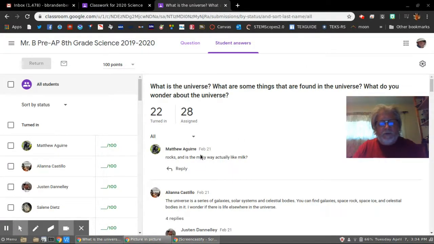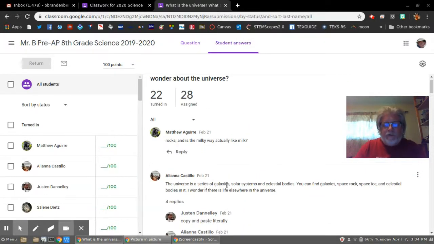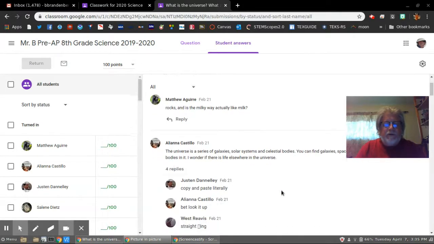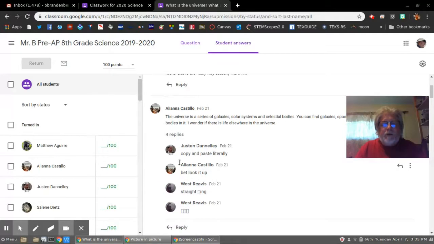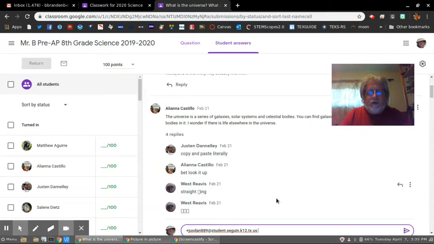So here's where you see your answers. Matthew said it's made out of rocks, and the Milky Way is actually like milk, question mark. And Aliana has a great answer. The universe is a series of galaxies, solar systems, celestial bodies. You can find galaxies, space rocks, space ice, celestial bodies in it. I wonder if there's life elsewhere in the universe. And then you can see the people that replied to her. And Justin inappropriately said copy and paste literally. So this is where you would go on there if you wanted to reply to Justin and say, excuse me, that's not an appropriate comment. Actually, none of these are really what I would be looking for.